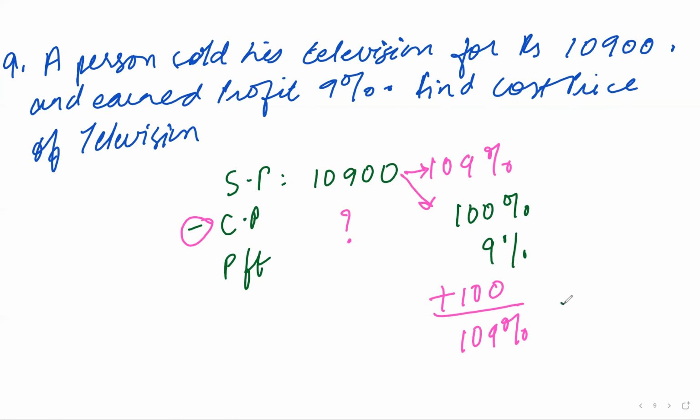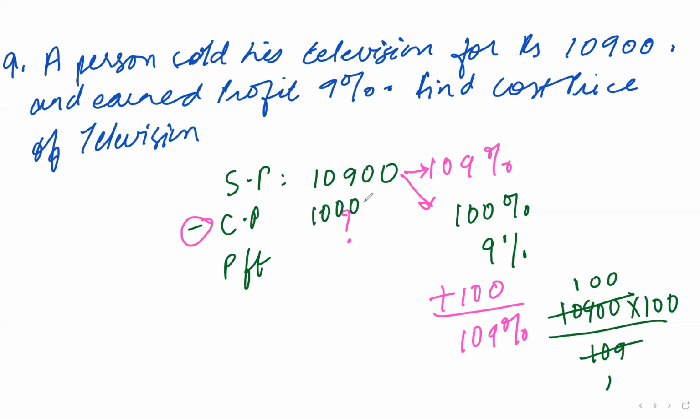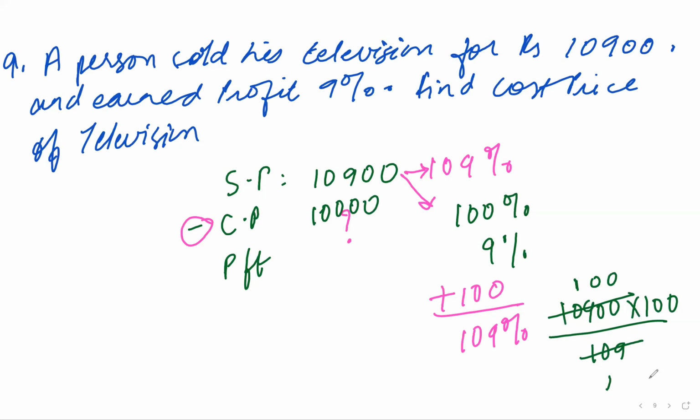So what we will do, 10,900 will be multiplied by 100, divide by 109, right? So as we have to divide by 109, we will try to figure out that can we do any further working out here? Yes, we can do. 109 ones are this and this. So what is my cost price? 100 times 100, it will be 10,000. Correct, kiddos?